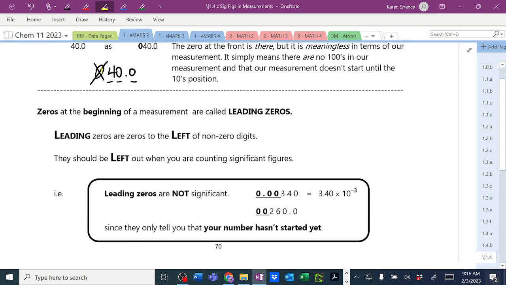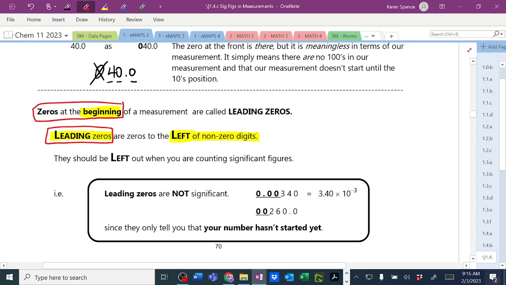Zeros at the beginning of the measurement, in other words, zeros to the left of non-zero digits, are called leading zeros. It's not terribly important whether you remember the term leading zeros or you just remember that zeros at the beginning, or whether you remember that zeros to the left of non-zero digits. Whichever way you remember it, those zeros are not significant. So here we have our non-zero digits, 3 and 4, and we have some zeros to the left of them, and those are not significant.